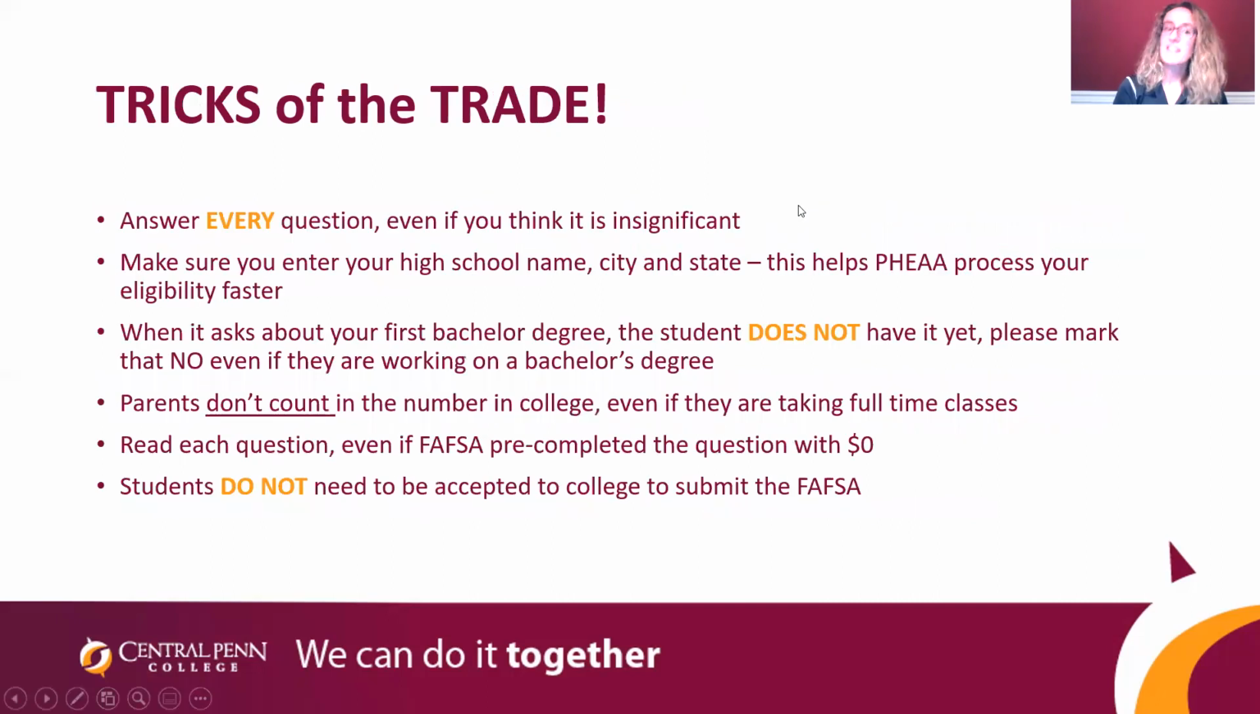So what are some tricks of the trade? What are things we've seen gone wrong so that you don't make those same mistakes? Answer every question on the FAFSA form, even if you think it's insignificant. There's a reason that they ask the question. So a lot of times, unfortunately, the FAFSA will let you submit without answering every question. So we'll get access to it. We'll go to process the aid, realize we're missing a question. I'll call you. You'll have to go back on the FAFSA, answer the question, submit it. It's going to take a couple of days for us to get access to it. And now the file's at the bottom of the pile. So it just extends how long you're waiting for your financial aid package.